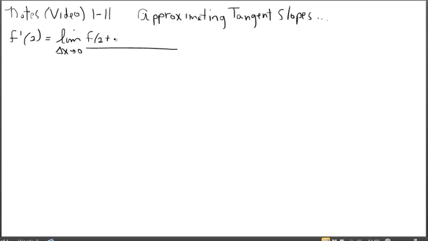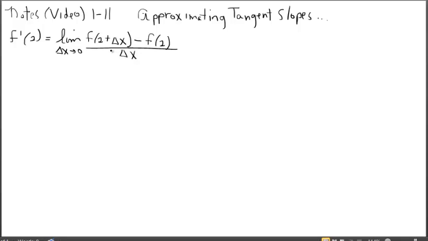So the y value at a point just nearby, real close to x equals 2, minus the y value at 2, all over delta x.